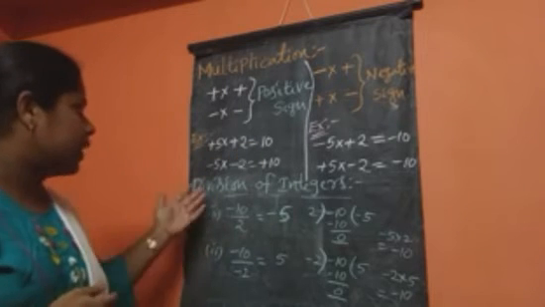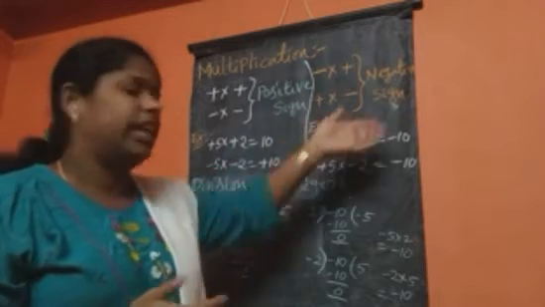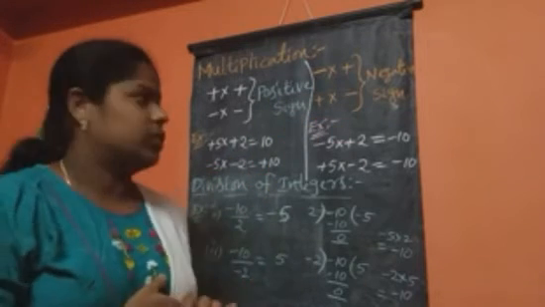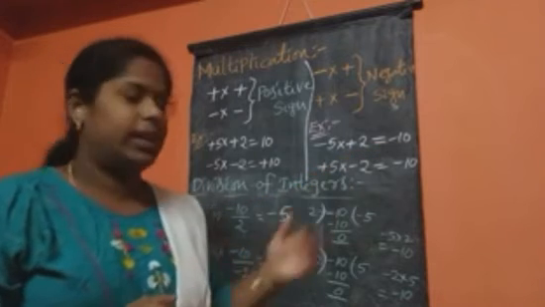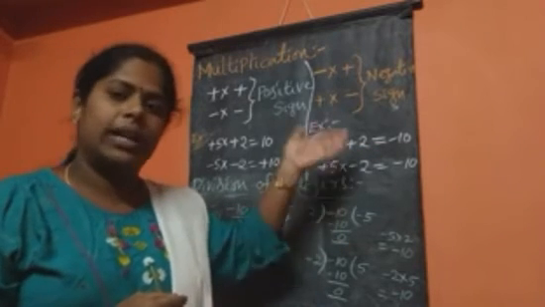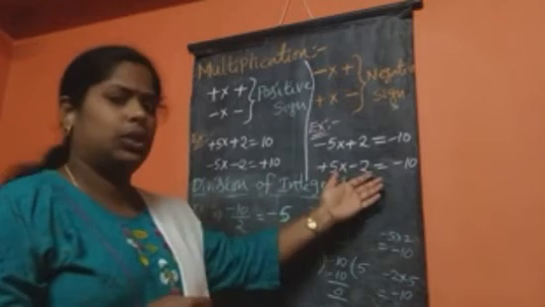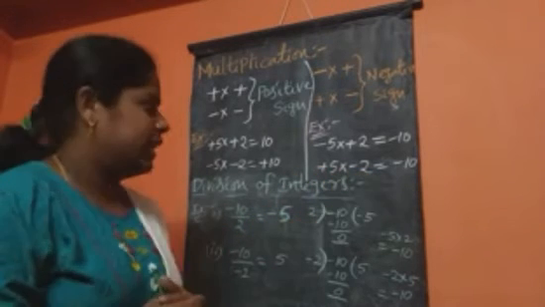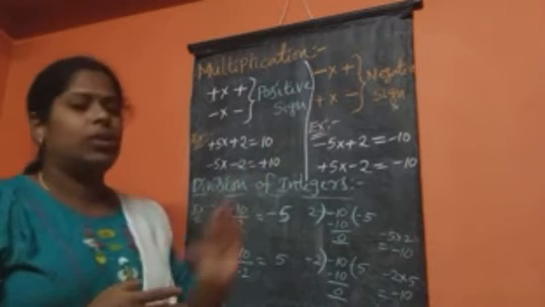Next, when both are negative, we get a positive sign. Minus 5 into plus 2 is equal to minus 10. How it came, I already said through examples. Next, plus 5 into minus 2 is equal to minus 10. So this is about multiplication.